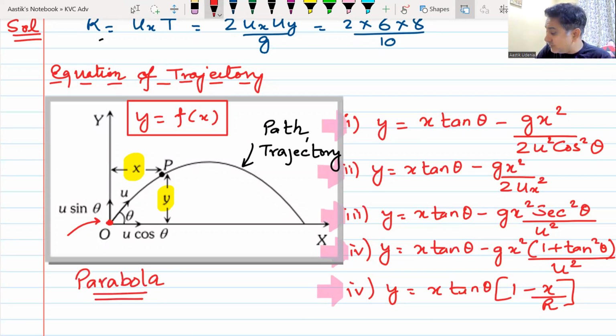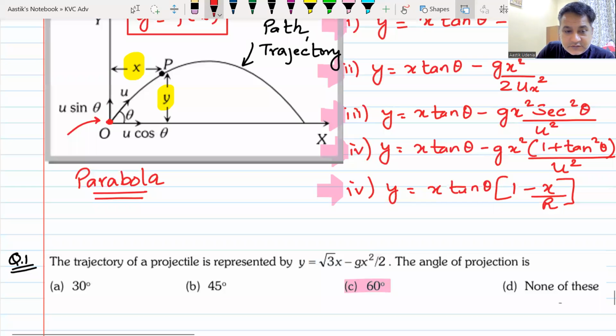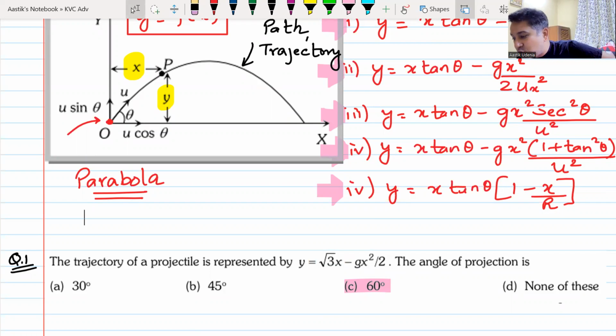Have you noted down the question? Shall we move on to the next? Sir, once again, show that question, sir. So much time you take. The trajectory of the particle is given by y is equal to root 3 x minus g x square by 2. And for the angle of projection, just looking at it, x tan theta is root 3 x, so theta is 60 degrees. Do we understand this? Yes, sir. Shall we move on to the next question? Yes, sir. Everyone, please raise your hands.